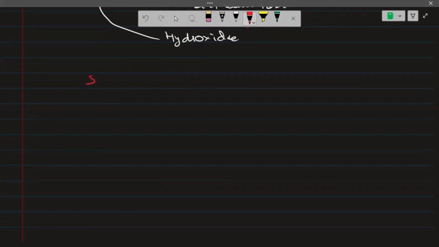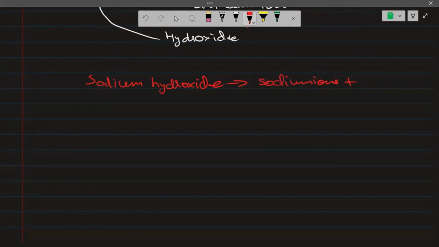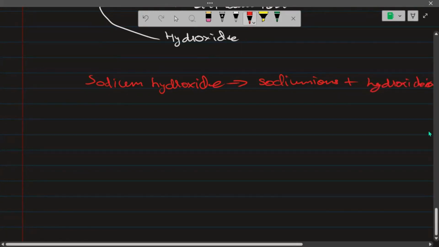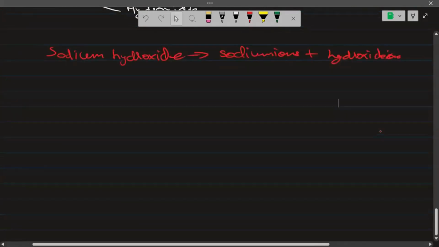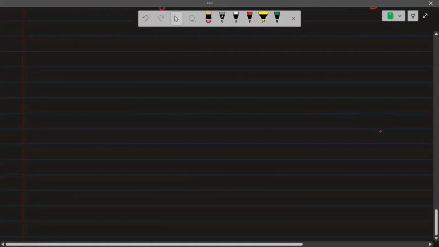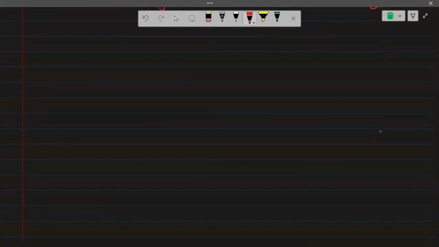Let's take sodium hydroxide. When it is dissolved in water, what happens? Sodium ions are produced and hydroxide ions are also produced. I hope you are getting it. So now let's go on to the properties of base, or you may say alkali.